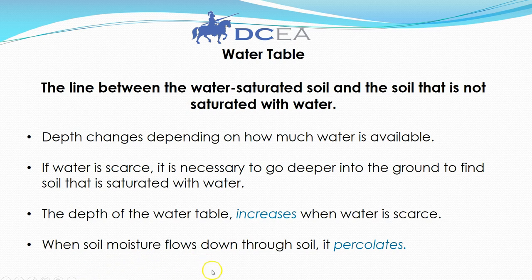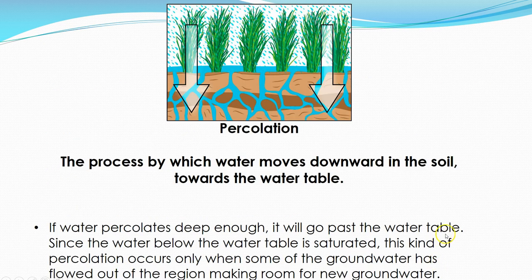When soil moisture flows down through the soil, we call it percolation, or we say that it percolates. So percolation results from rainwater or moisture in the air hitting the ground and then seeping into the ground and moving downwards towards the water table. If water percolates deep enough, it will go past the water table.